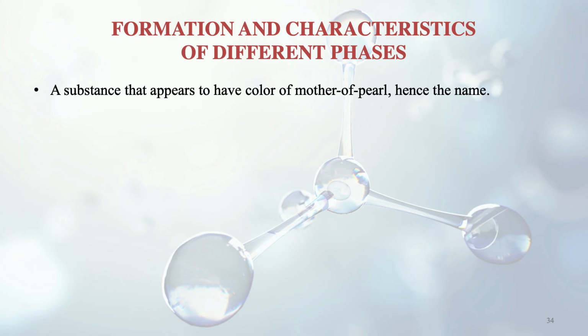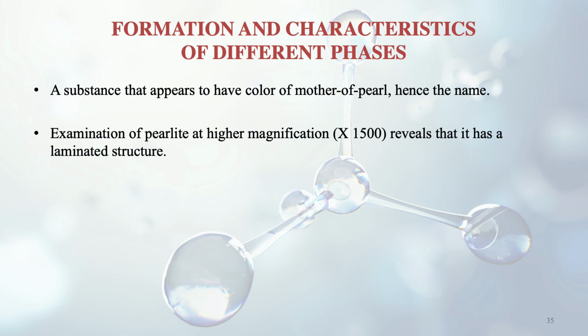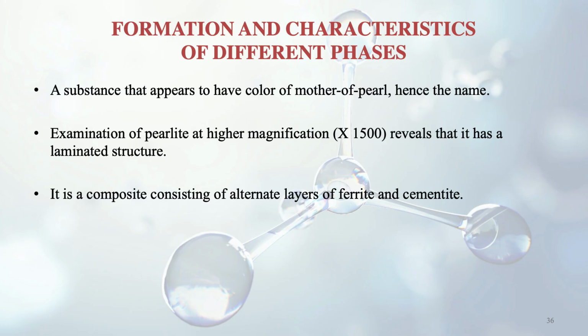A substance that appears to have the color of mother of pearl is known as pearlite, and that's why its name is pearlite, because of this color only. An examination of pearlite at higher magnification reveals that it has a laminated structure, like I told you earlier that it is in the form of laminas or layers, and it is a composite and consists of alternate layers of ferrite and cementite. So ferrite is Fe, as was told in earlier lectures also, and cementite is Fe3C as per the chemical composition.